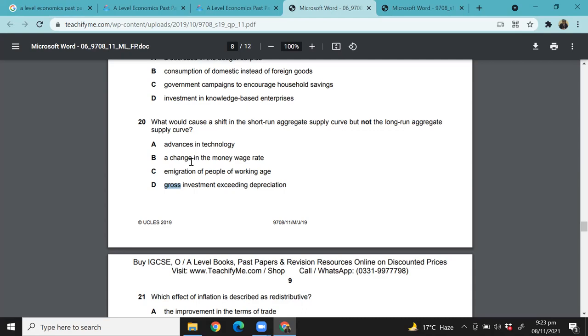But a change in money wage rate, right? Now, this is something that is cost, because this is the money wage rate, as I just told you, how much wages you're paying. It's the wages that you pay to your worker. So a money wage rate increase is a change in the cost of production that will only affect the short run and not the long run. Got it?